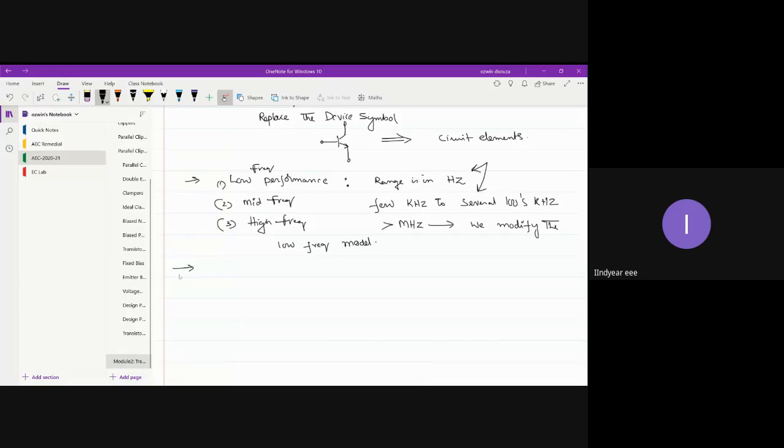Now, as I was mentioning previously, there are majorly 3 models. The first model is the RE model. Over here itself I'll tell you why it is called the RE model. This RE model is basically derived from diode resistance.